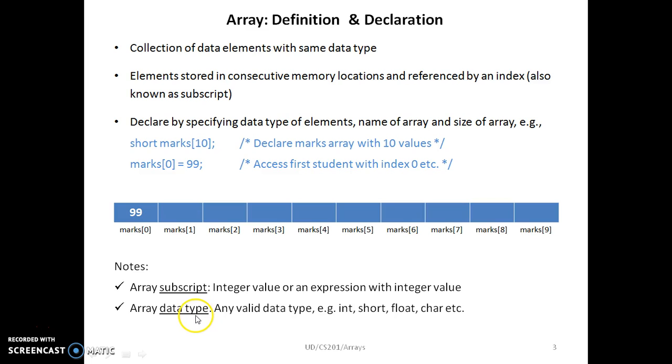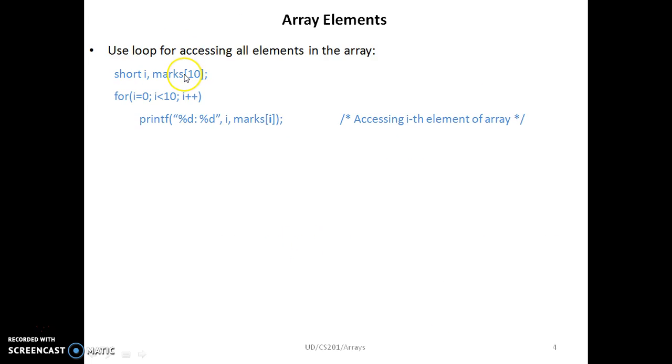And regarding array data type, while specifying an array, you can specify any valid data types, not just short. It can be integer, float, character, and all these things. So you have just seen how to access an individual array element. For example, marks[0] to specify the first element.